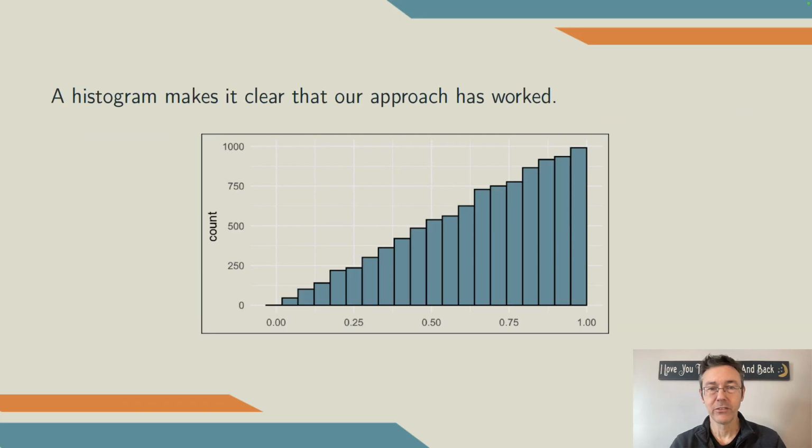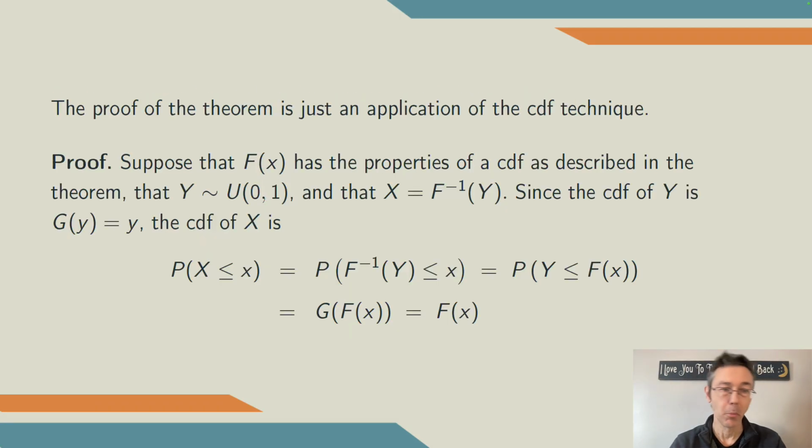Here's a histogram of those 10,000 results, and you can see very directly that this distribution has density y = 2x, just like you would hope.